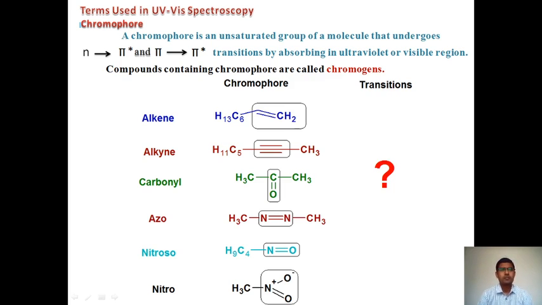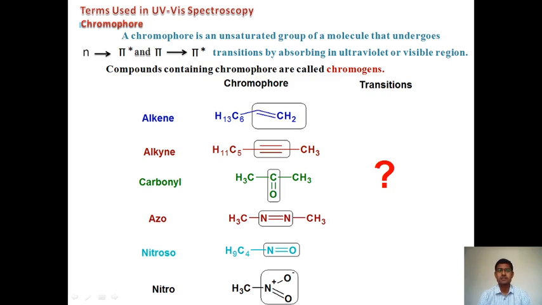Let's see some important terms used in ultraviolet visible spectroscopy. The two main terms are there in this spectroscopy. The first one is chromophore. What is a chromophore? A chromophore is an unsaturated group of a molecule that undergoes n to pi star and pi to pi star transitions. These two transitions are important to us, since they absorb energy in the near ultraviolet. Compounds containing a chromophore are called chromogens. So the definition of chromophore: they are unsaturated groups in a molecule that undergo pi to pi star and n to pi star transitions.